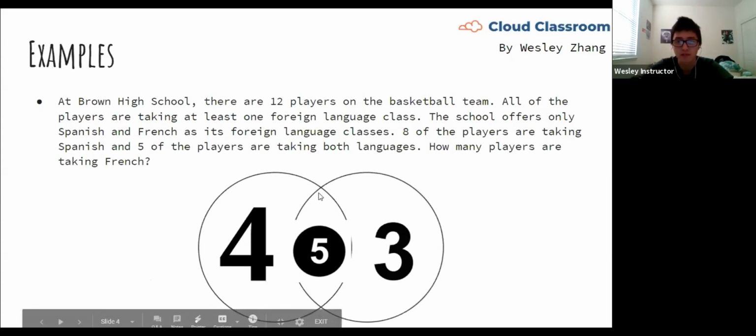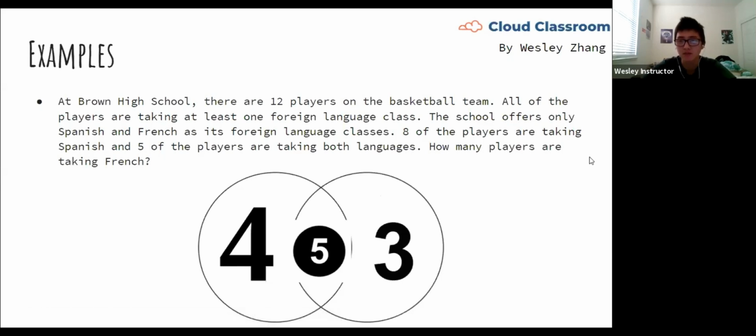So let's start with the people that are taking both French and Spanish. So we want to draw a Venn diagram here. As you guys know, in a Venn diagram, the space that overlaps includes both of the categories. So we have 5 players taking both languages, Spanish and French. So we put a 5 in the middle. And we can find out how many people are taking Spanish first.